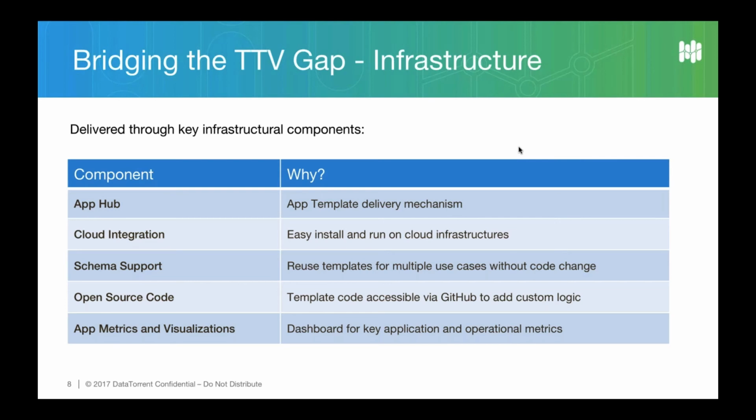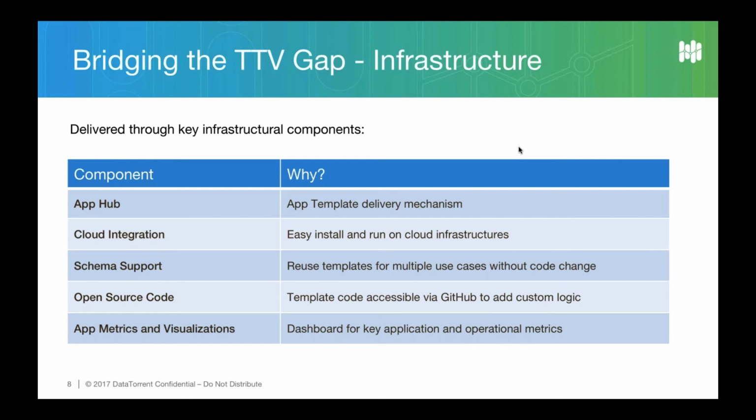So the various components involved are, as I just described, the AppHub, which becomes a delivery mechanism. We are also doing cloud integrations. So we are providing cloud app templates. One of the examples that we are going to see today is Kinesis to S3. We are doing two things there.